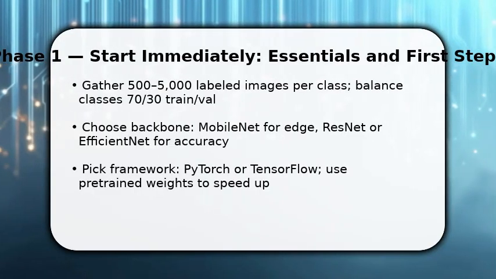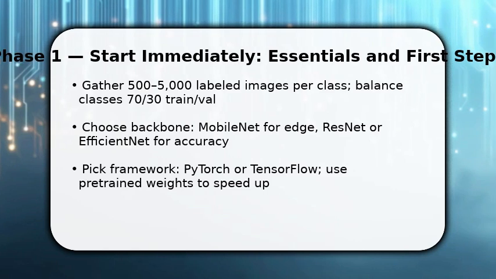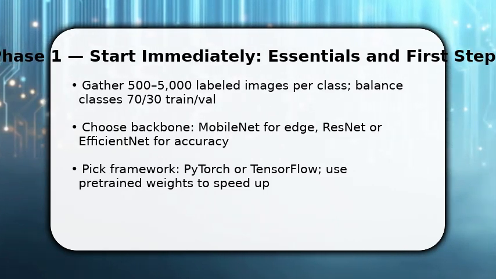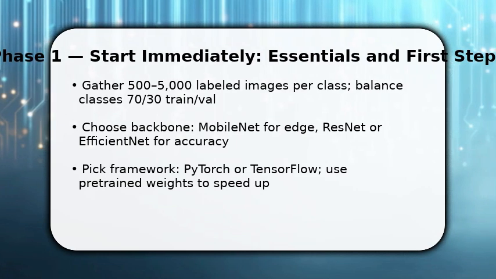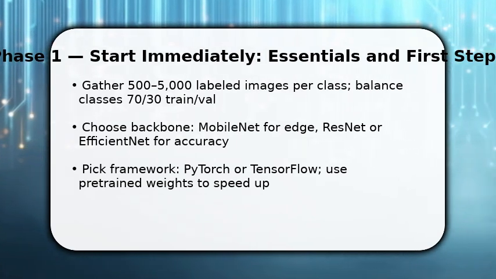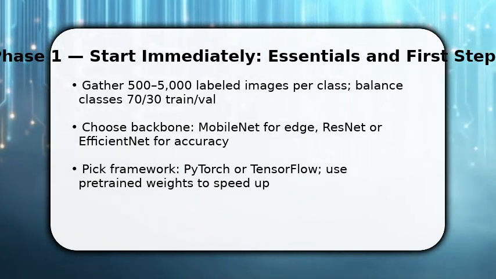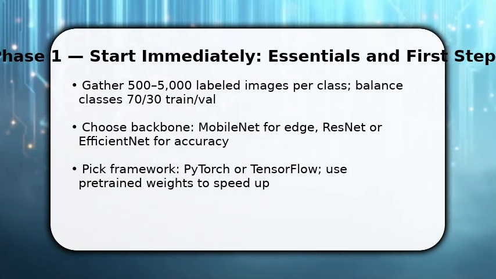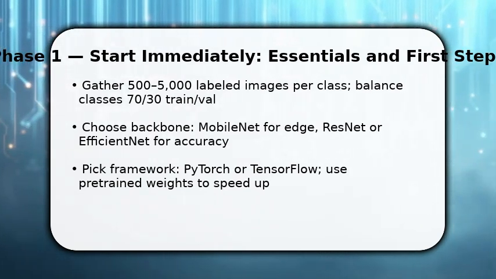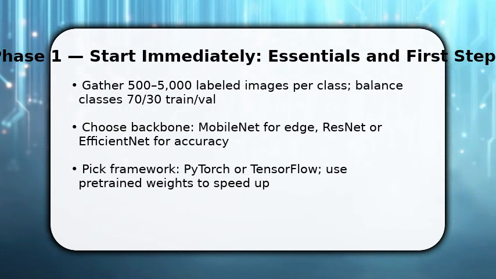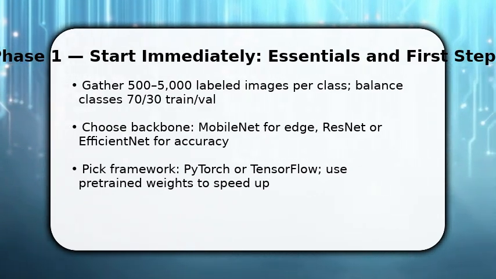You begin by preparing data and selecting a model. This is where progress happens fast. First, assemble labeled images, at least 500 per class if possible, and split 70/30 for training and validation. Once done, pick a backbone. Use MobileNet for edge devices or EfficientNet/ResNet for higher accuracy.